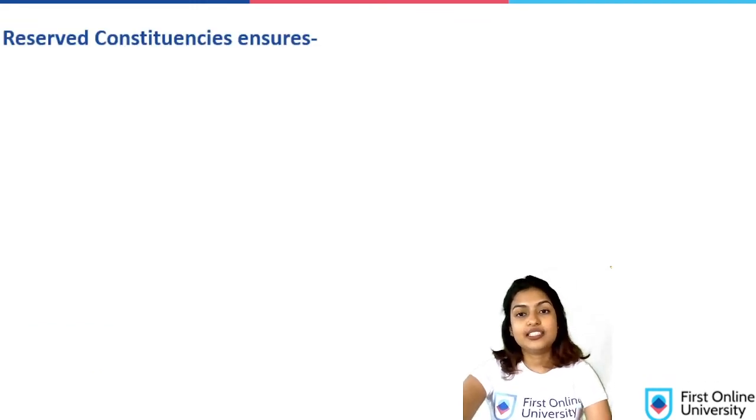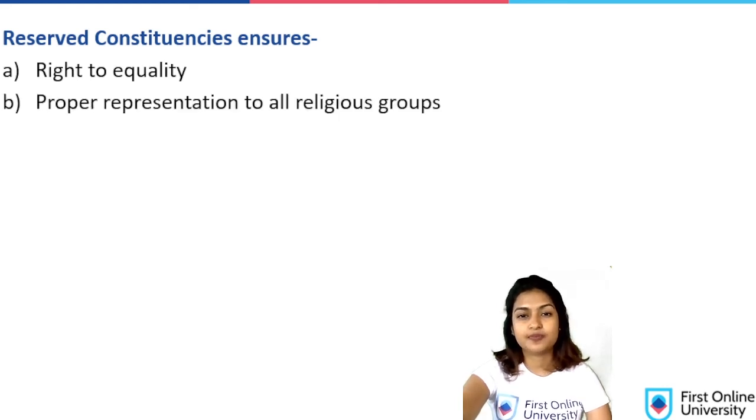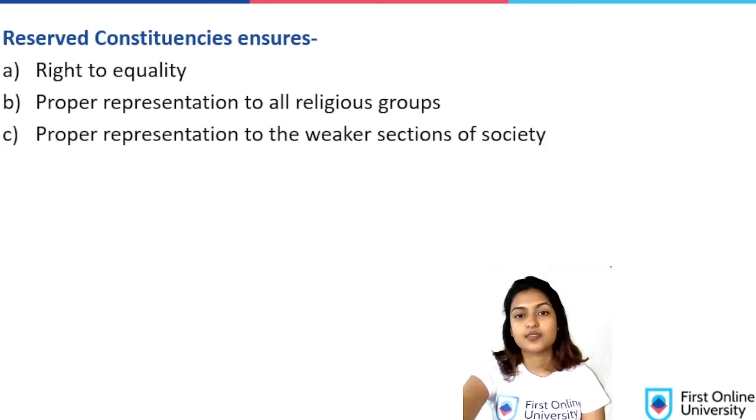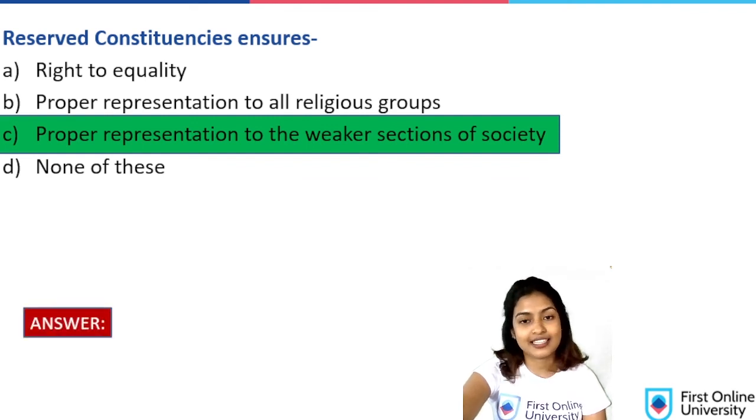Reserved constituencies ensure A. Right to equality, B. Proper representation to all religious groups, C. Proper representation to the weaker sections of the society, D. None of these. It is definitely representation to the weaker sections of the society, that is the SC and the ST.